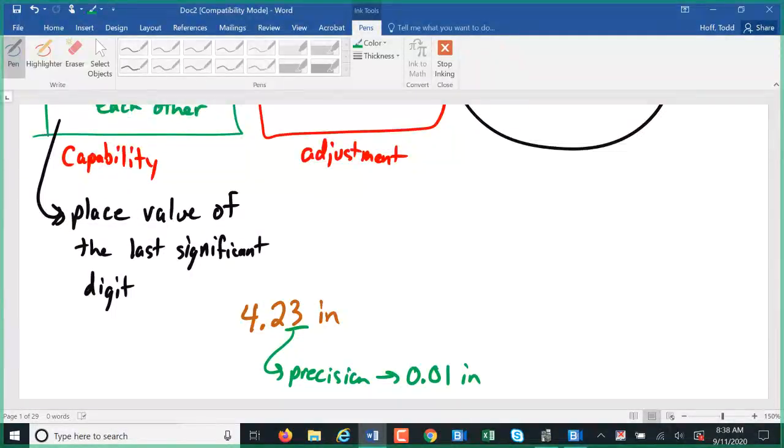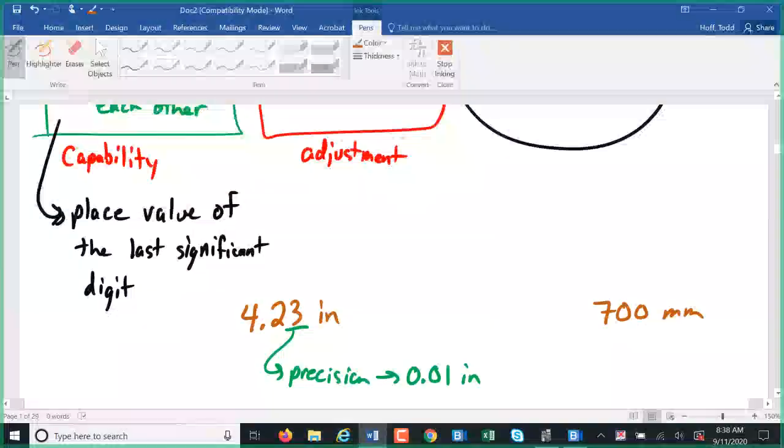Before, when we did degree of precision, we just said it was the place value of the last digit, but it has to be a significant digit. If I had the number 700 millimeters, the precision here is just to the nearest 100 millimeters, because that 7 is the last significant digit.